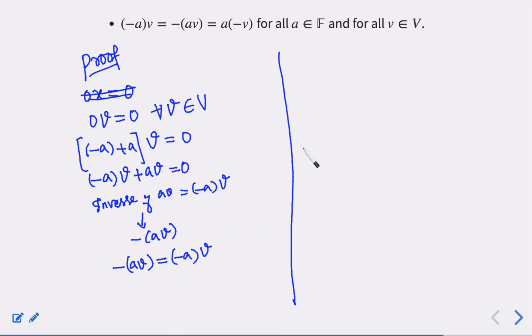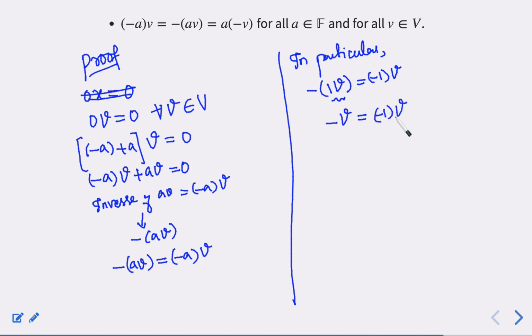Correct? In particular, one can say that instead of a, if I write 1, then minus of 1 times v is equal to minus 1 times v, right? And I know that 1 times v is actually equal to v itself. So therefore, minus v is equal to minus 1 times v, or minus 1 times v is equal to minus v. That's what I know from this, right? Minus 1 times v is equal to minus v.